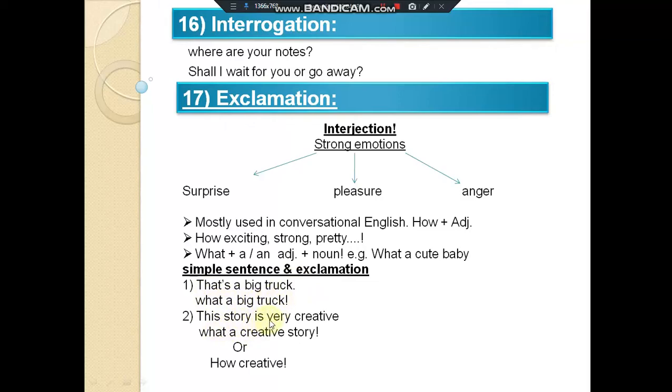This story is very creative, very big. These are the adjectives that emphasize your expression of surprise or pleasure. But the sentence structure is simple, and you need to put an exclamatory sign there. Basically, what you want to say by this expression, this story is very creative, is: what a creative story. How creative. So these are some examples of exclamation, the basic structure that is used.